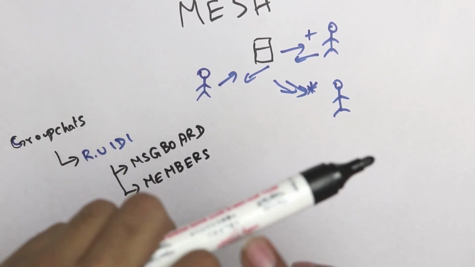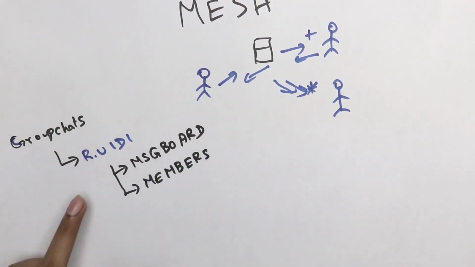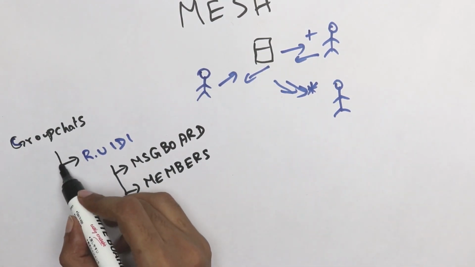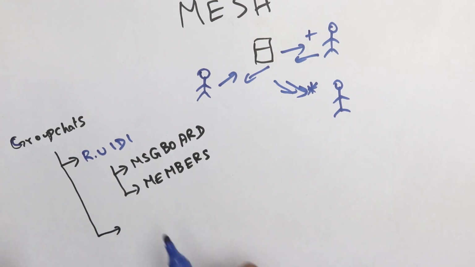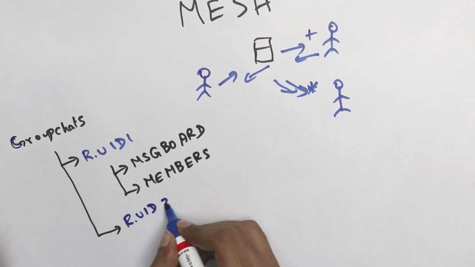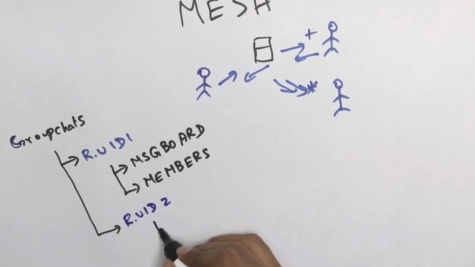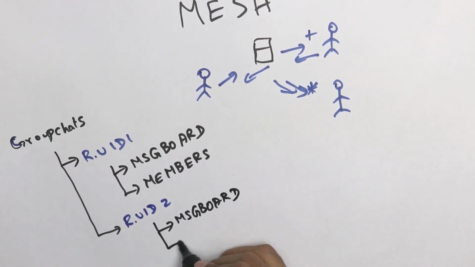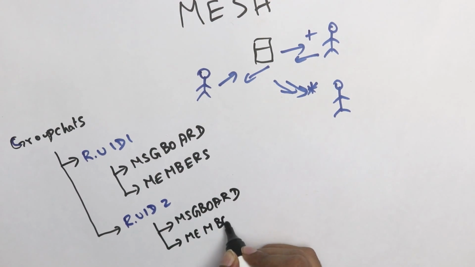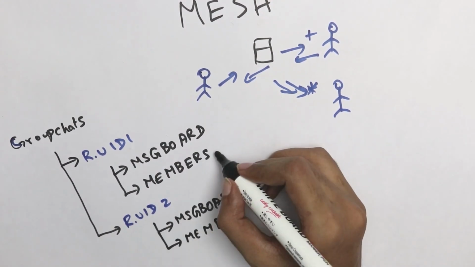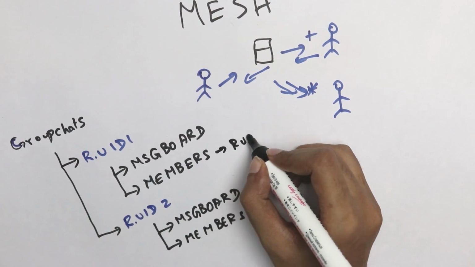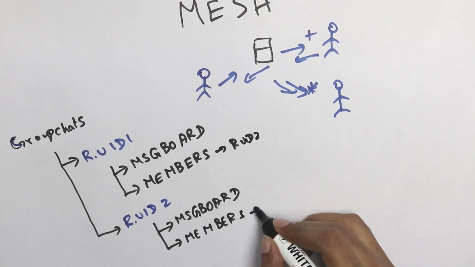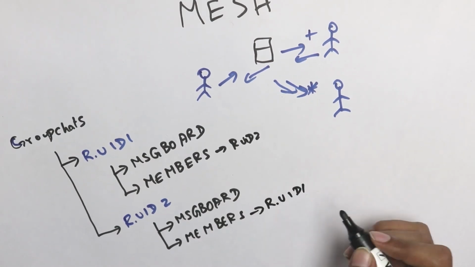Then when this guy tries to add another user, the other user will have his own node, random UID 2, and he will have his own message board and his own members. So this random UID 2 will be added here, and this random UID 1 will be added here. You get my point, right?